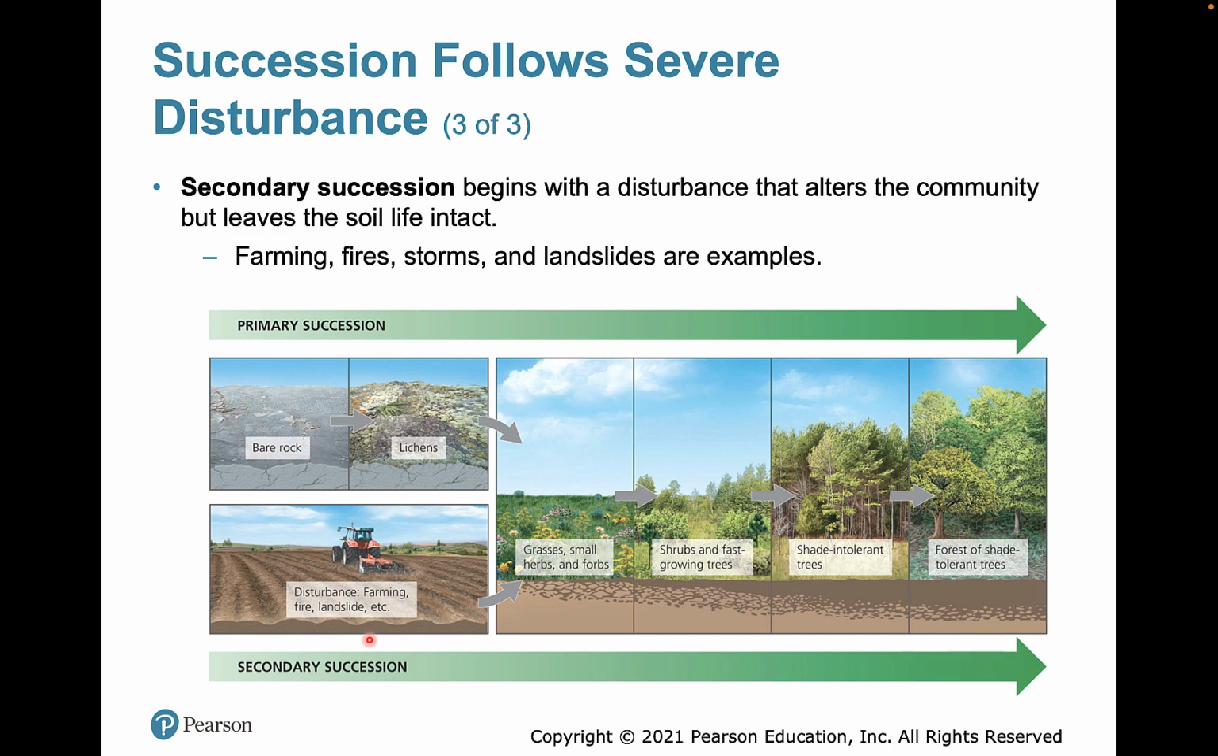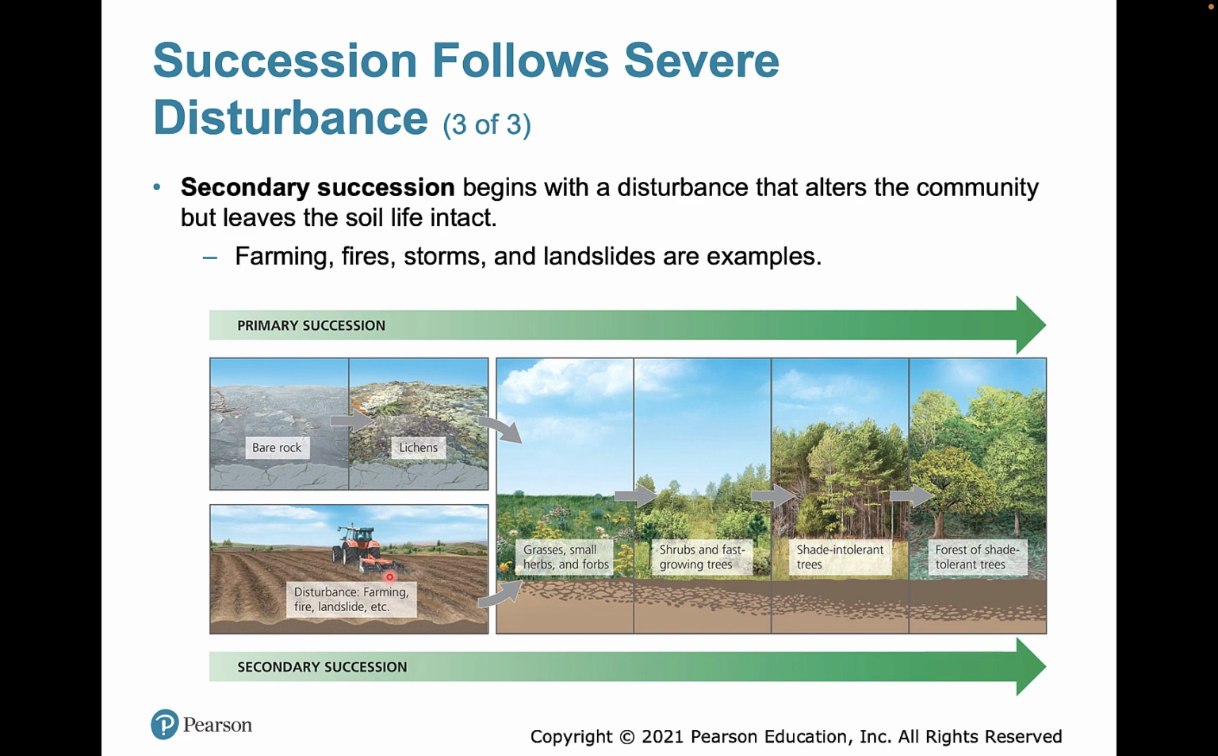Secondary succession is a little different. Secondary succession happens when there's a disturbance, such as farming. Around here, it's really common: a farmer's field. A farmer is going to clear the land that's there, plant what they're going to plant, and eventually, at some point, the farming may stop.